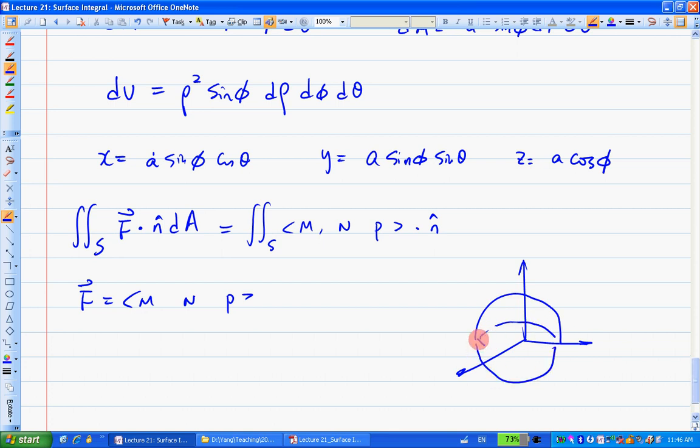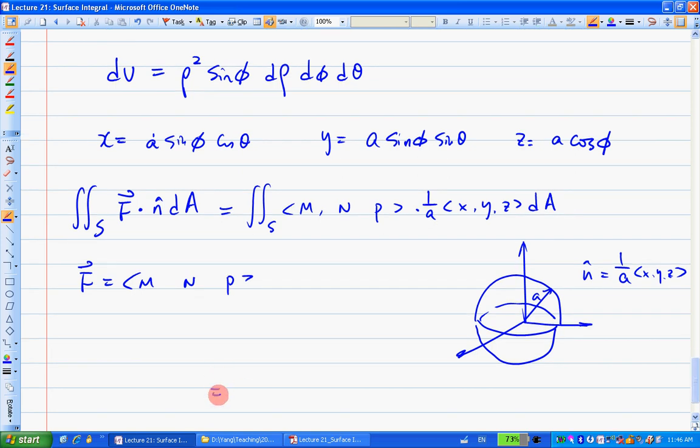So as we just did, what's the n hat? The radius is a, in the direction of this guy here, right? We just did. That's n hat. So the n hat here, I'm going to replace with 1 over a times x, y, z. And the dA here. Okay, that's basically the setup. But we don't need to use x, y, z because we're using spherical coordinates here.